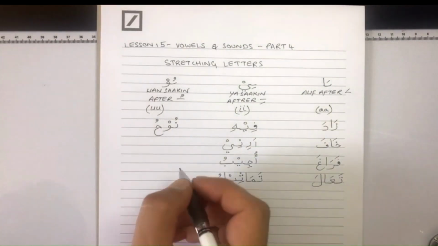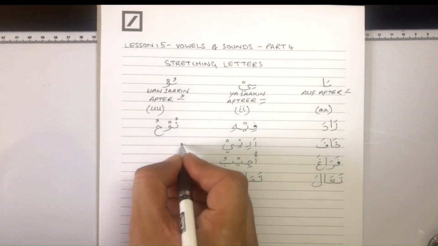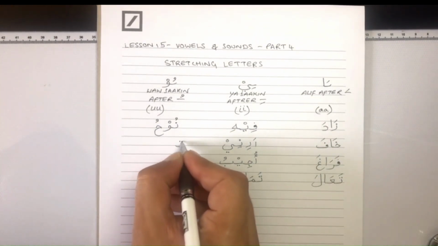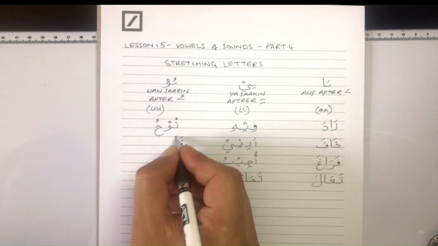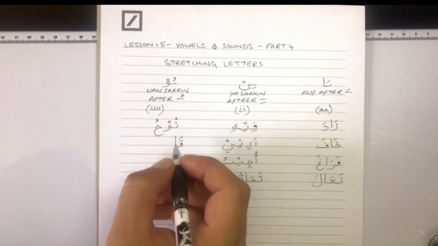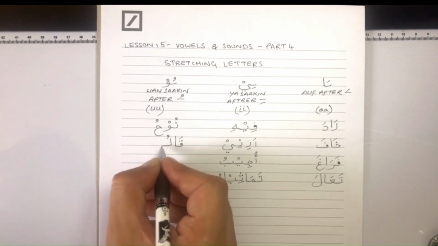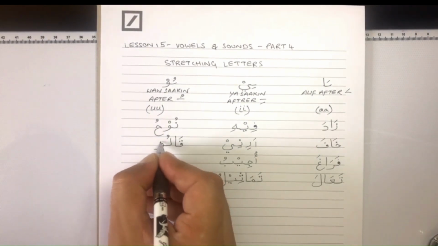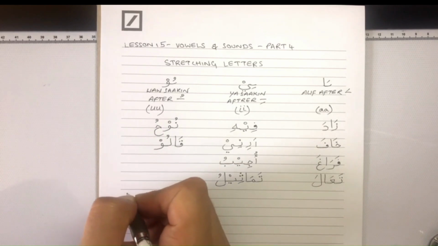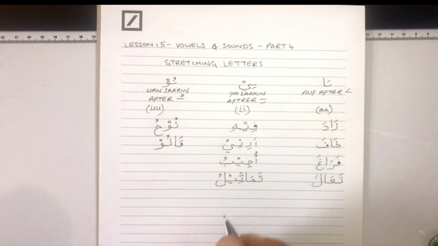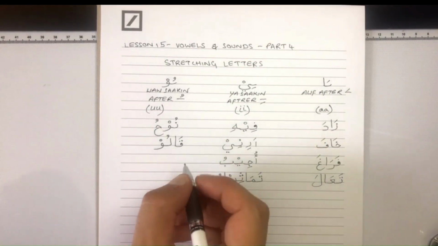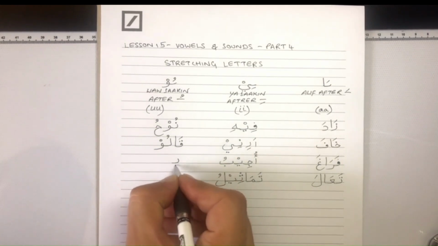Let's do another example. So here we have a qaf with the fatha on it, qa. Give it an alif, so it becomes qa. The fatha sound is stretched. And then a lam with a dhamma on it, followed by a waw sakin. So if a dhamma comes before a waw sakin, it's going to be stretched. Qalu, qalu.